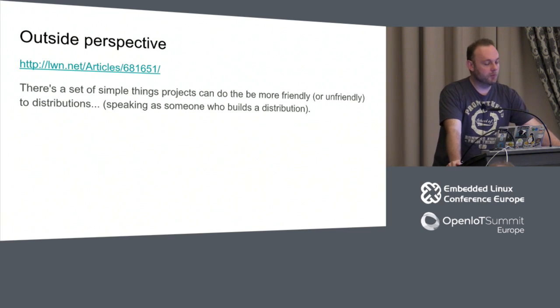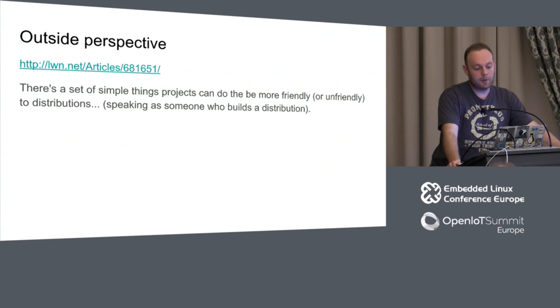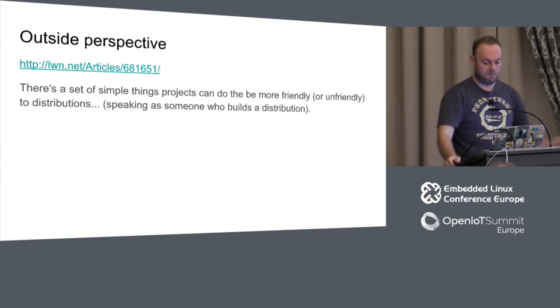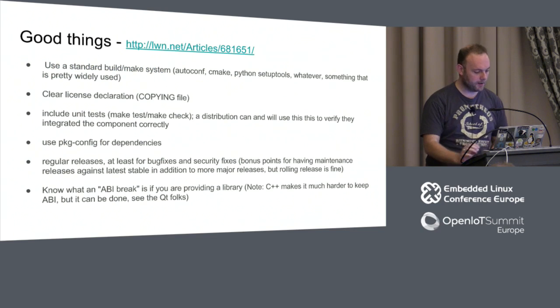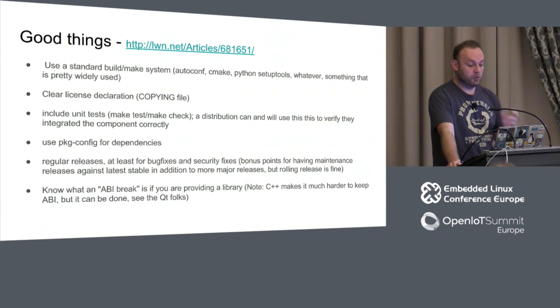And a while ago, someone in a comment on a Linux Weekly News article had a simple list of things that a project, be it an application, library, or something like OpenStack, which is a collection of projects, could do to make it easier. I forgot what the article was about. It maybe was something about OwnCloud. But what that person said is, try to use a standard build system like AutoMake, CMake, Setup Tools, whatever, something that is widely used. Don't roll your own unless you know what you're doing.